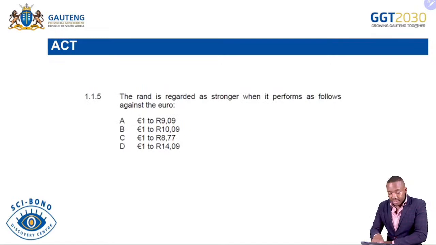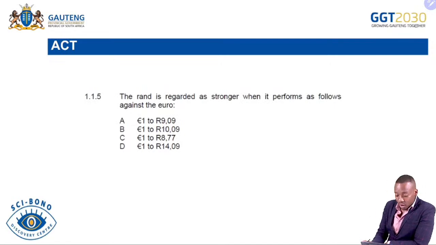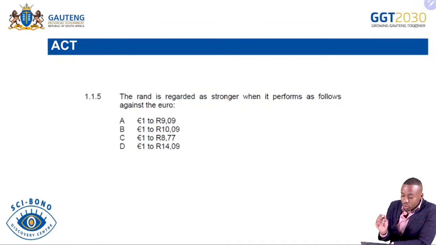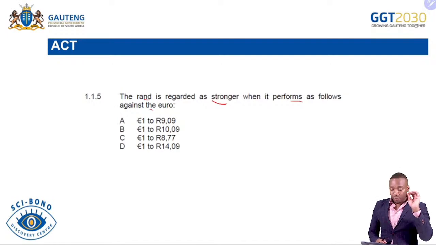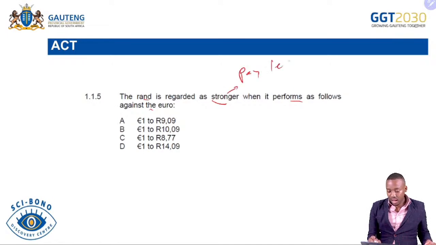For example, here they are saying this was then one of the multiple choice part of section A. So remember, we're just dealing with just now with weak and strong rand, and the question is on 1.1.5. The rand is regarded stronger when it performs as follows against the euro. So when, particularly they are saying here, when was the South African rand strong? Then you need to remember, what did I say? It's a strong rand. It is when we pay less to buy forex.